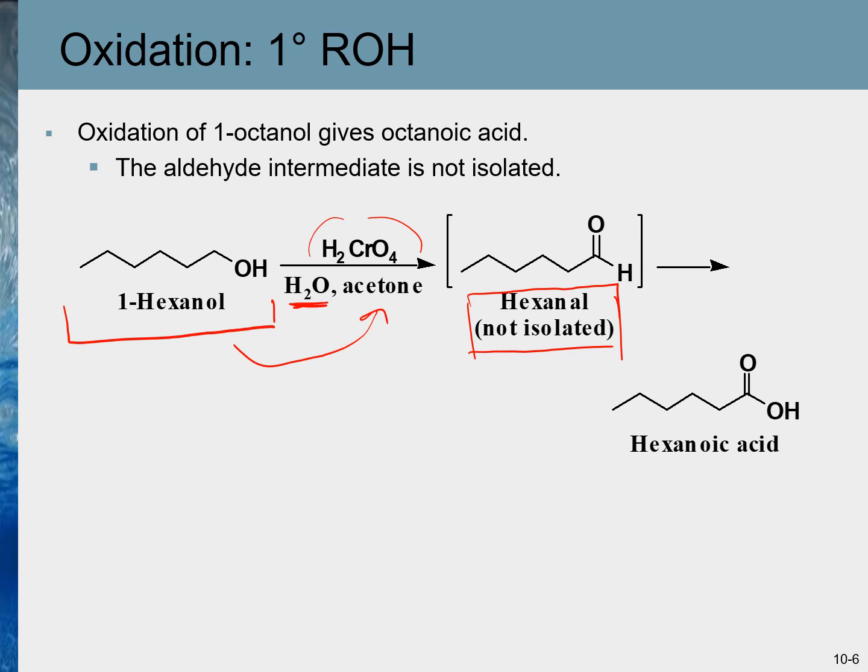So although this reaction is a two-step process, we cannot isolate the first step product. We always will obtain the final step product, which is carboxylic acid. In this case, hexanol will give us hexanoic acid.